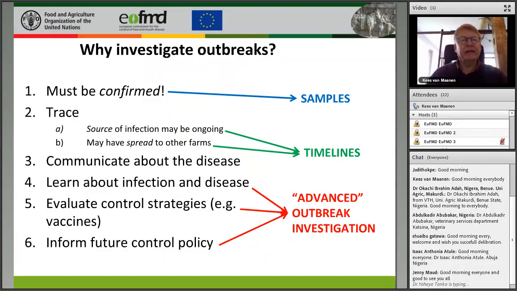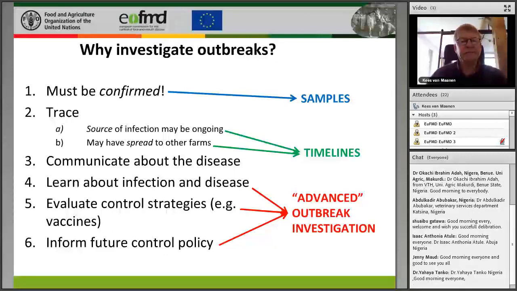So why should we investigate outbreaks? Well, of course, we need to confirm outbreaks. Only rumors, that doesn't help very much. Depending on the area where you live, there are several differential diagnoses, so you must confirm the outbreak by taking appropriate samples. And then, of course, when you're there, you also need to get an impression of the timeline. So what you can do in terms of backward tracing and the source of infection, which may still be ongoing, and also forward tracing, how the disease may have spread to other farms. And you have to communicate about the disease at that time to the farmer.